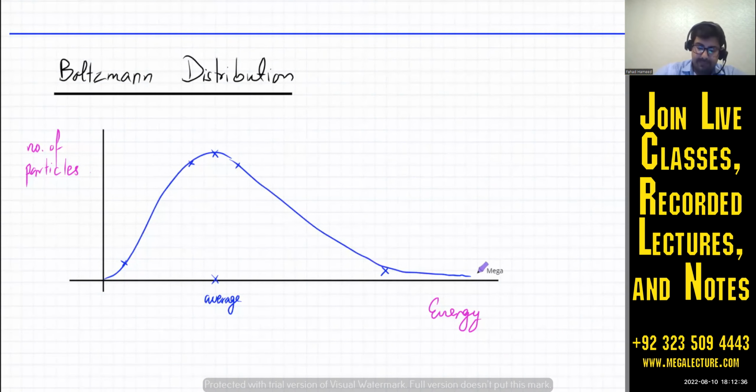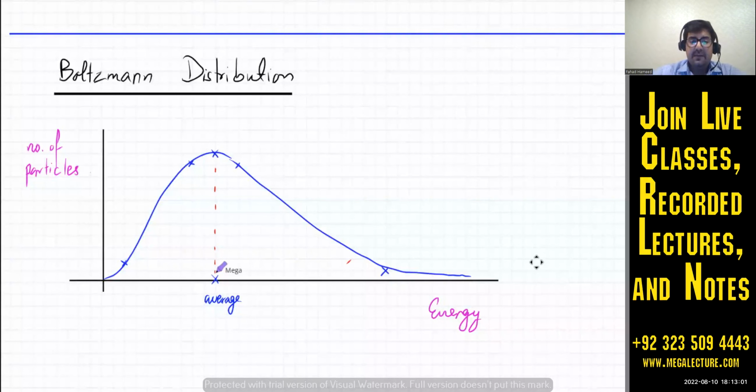And the peak is usually corresponding to the average energy. So the higher the energy, the fewer particles there will be. The lower the energy, the fewer particles there will be. Most particles will have energy close to the average energy.